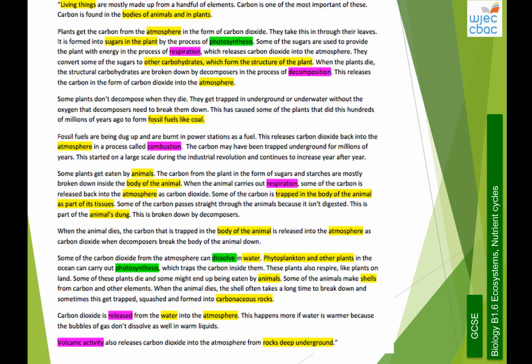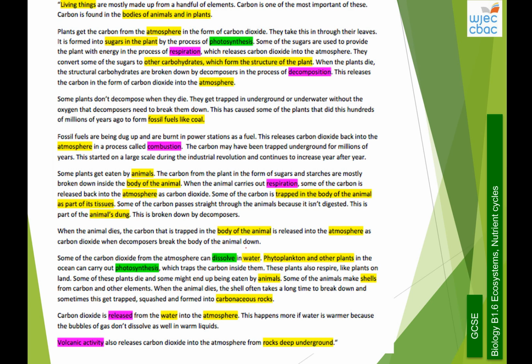In our third paragraph, carbon is also found in fossil fuels like coal. It would also be in oil and in gas too. Atmosphere appears again in this paragraph, paragraph 4. Animals, body of the animals, atmosphere in the 5th paragraph. Trapped in the body of the animal as parts of its tissue. And this one, dung, animals' dung, feces. When the animal dies as well, the carbon is also in the dead body and it gets released into the atmosphere when the decomposers break it down.